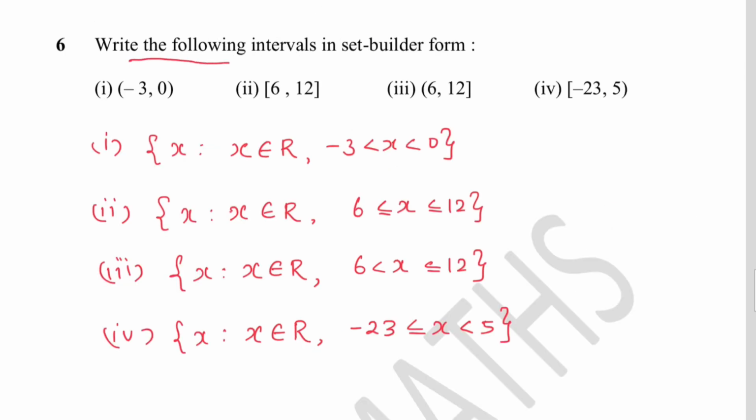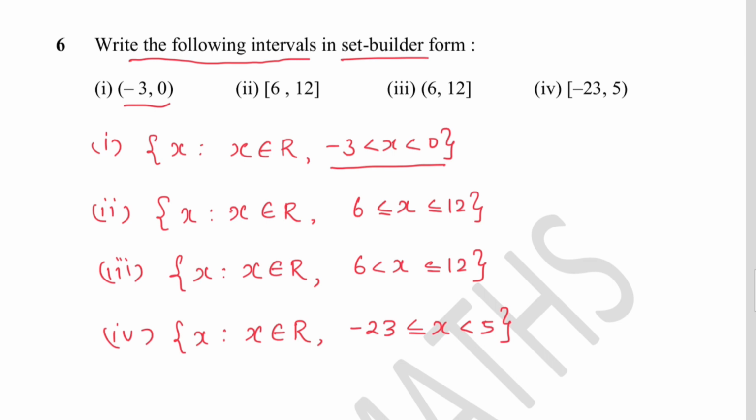Question number 6. Write the following intervals in set builder form. First, the open interval (-3, 0). So, the set of all x such that x belongs to real numbers and x lies between -3 and 0, that is -3 less than x less than 0, because it's an open interval. -3 and 0 are not included.